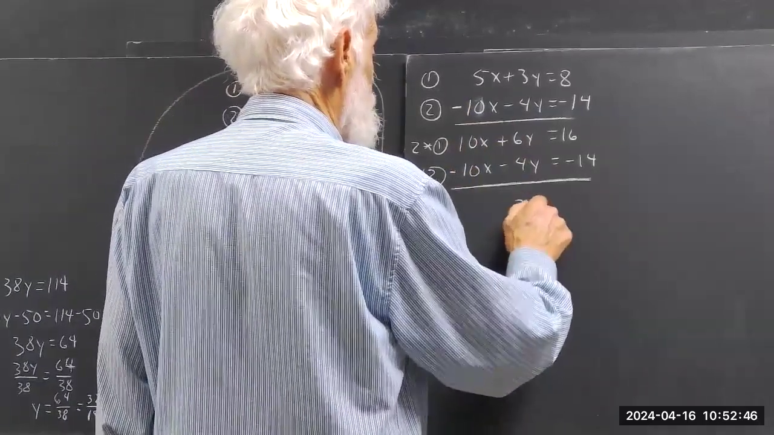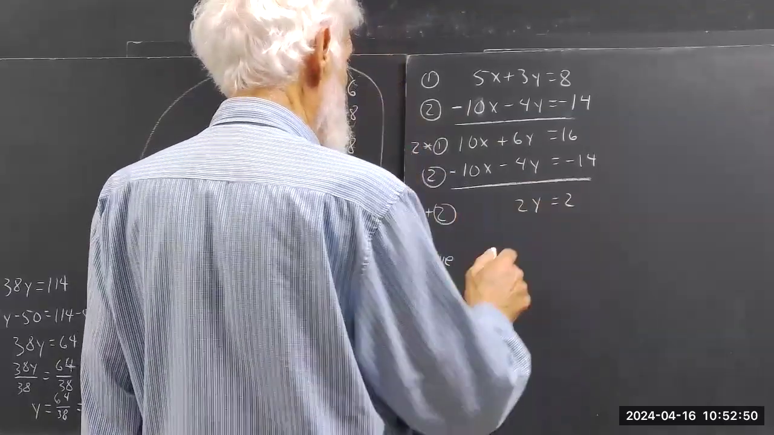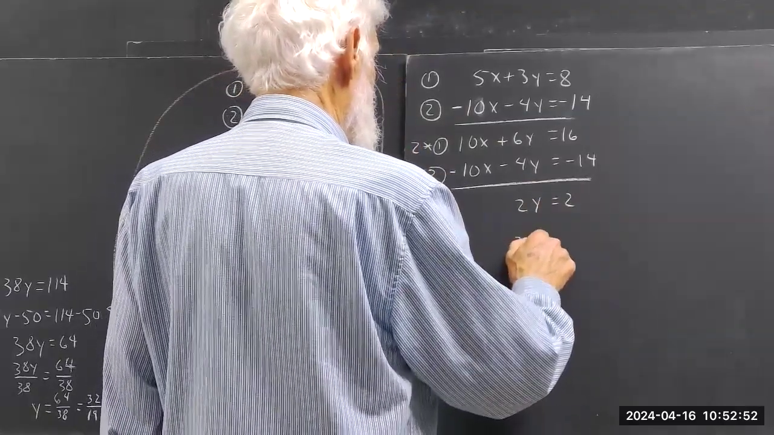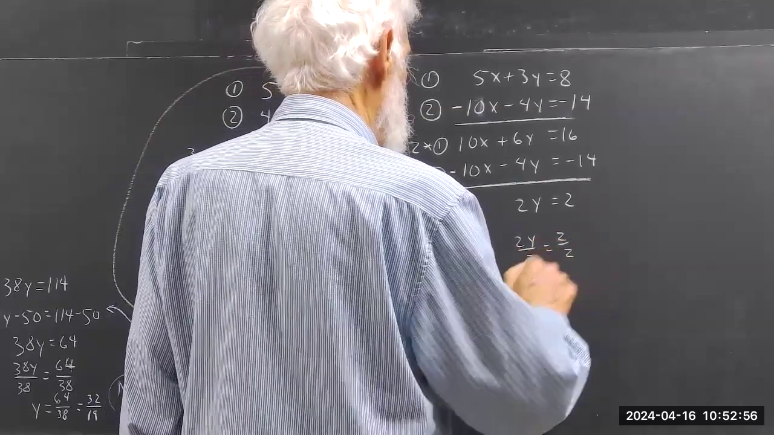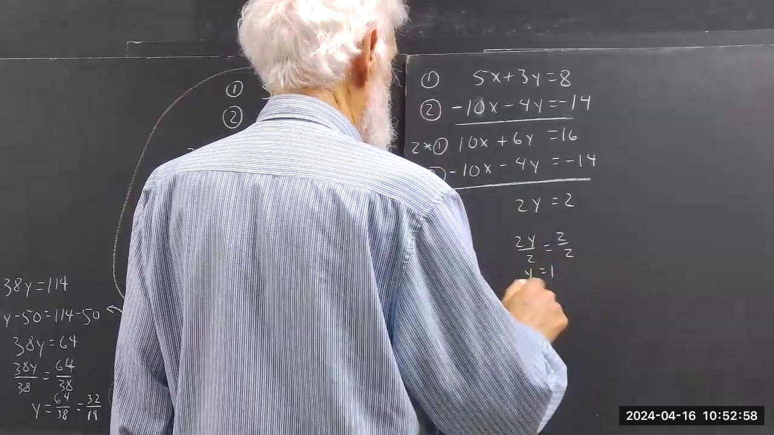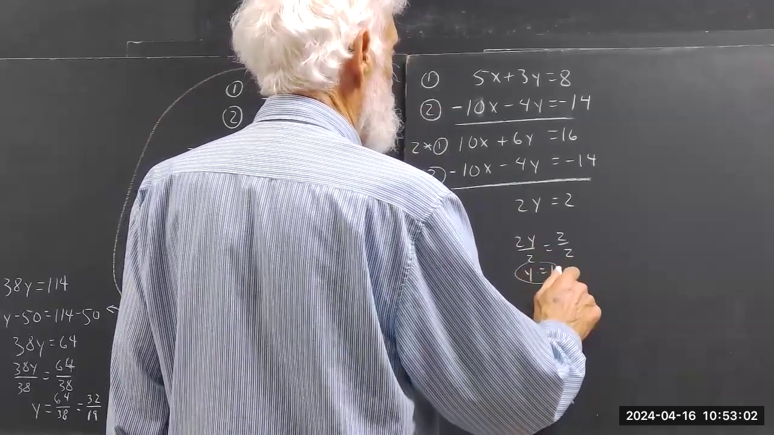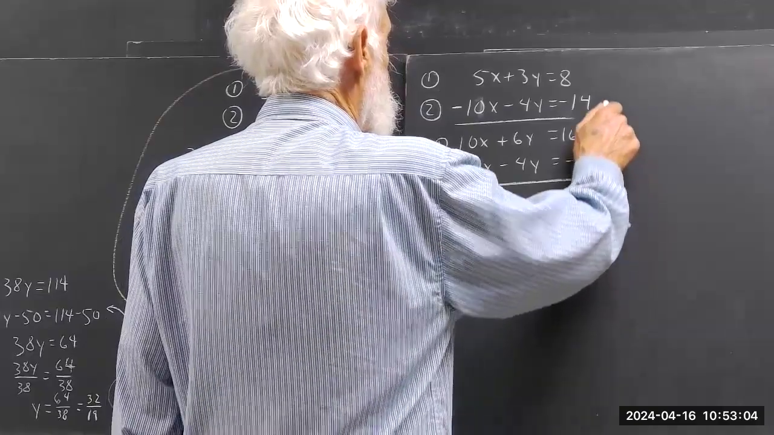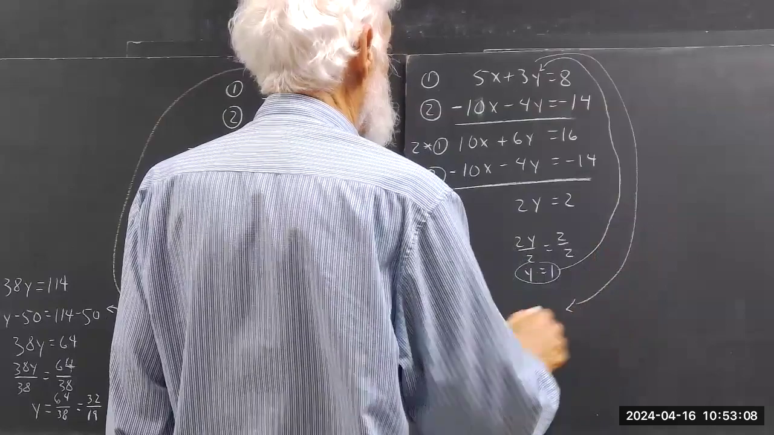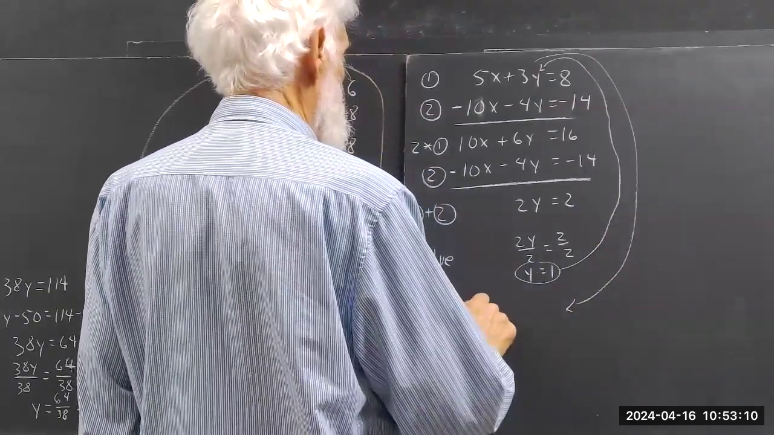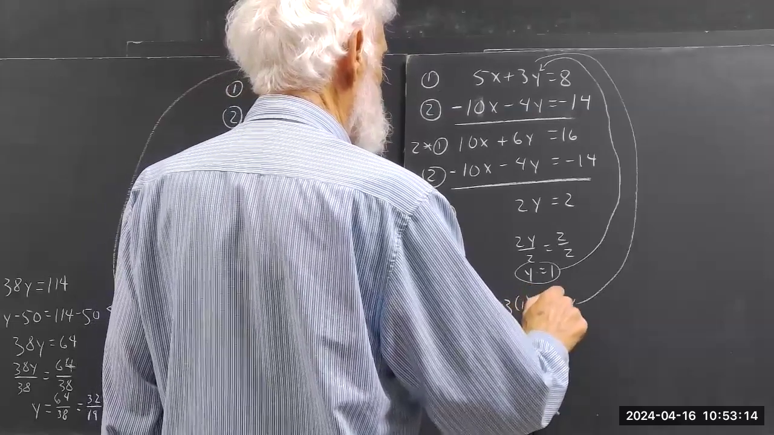6y minus 4y is 2y. 16 minus 14 is 2. We solve. 2y over 2 equals 2 over 2. So y equals 1. We plug this in. We're going to plug this into the first equation. Again, we're okay to plug into the second equation. We're going to get 5x plus 3 times 1 equals 8.